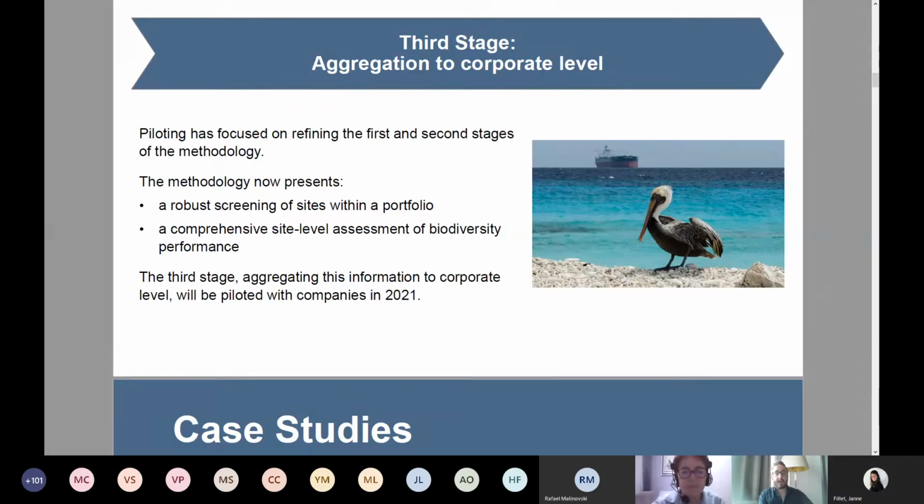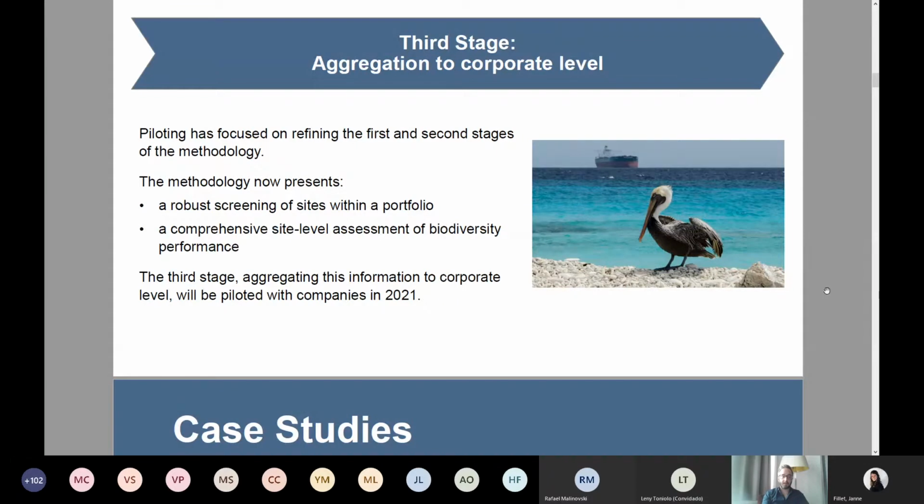Just to recap, the third stage will be the aggregation to corporate level. So far, our piloting and development has focused on refining the first and second stages of the methodology, to present this robust screening of sites within a portfolio, and also the comprehensive site level assessment of biodiversity performance. This third stage for aggregation will be the focus of piloting in 2021, which I will come on to talk a little bit more about at the end of this presentation.